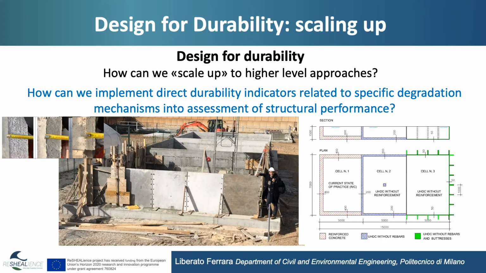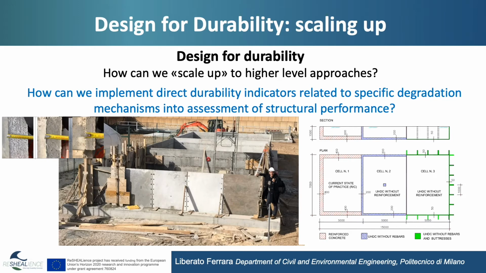And we made the pilot, you can see a picture there, into three different parts. You can see on the right a scheme. The red part is ordinary concrete. The blue part is ultra high performance concrete. And the green one is a specific ultra high performance concrete solution in which we designed slabs and buttresses in order to have very, very thin elements.